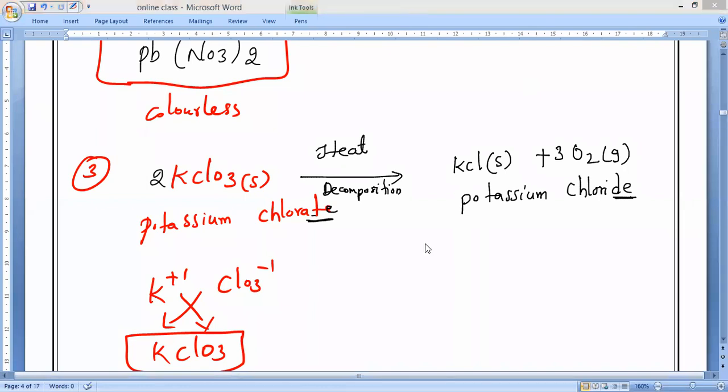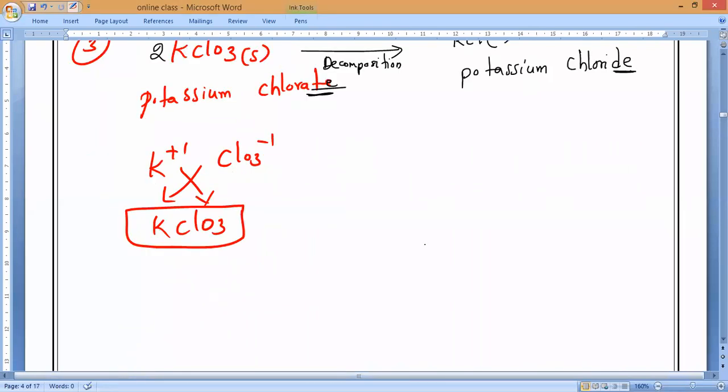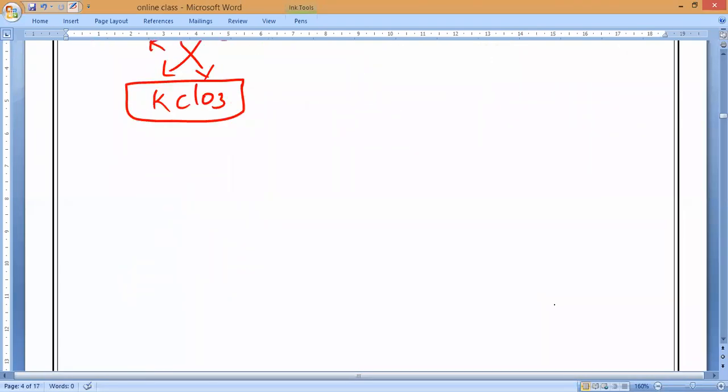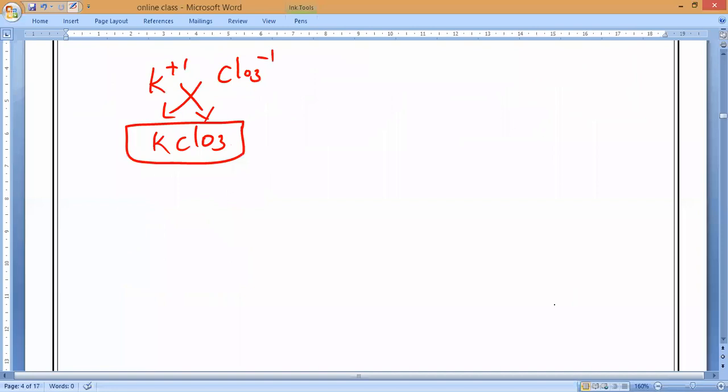Everybody? This is the third example. So now, next, copper sulfate crystals. Copper sulfate crystals, I am saying. Again, very, very important. Copper sulfate crystals, CuSO4, which is in blue color.